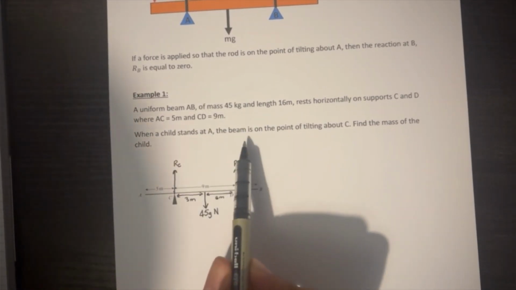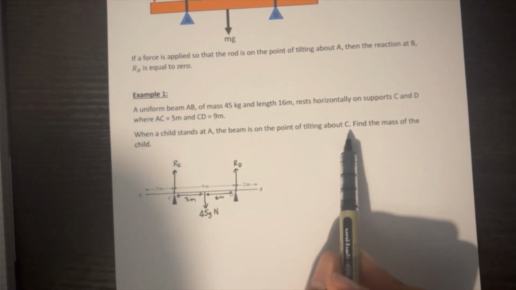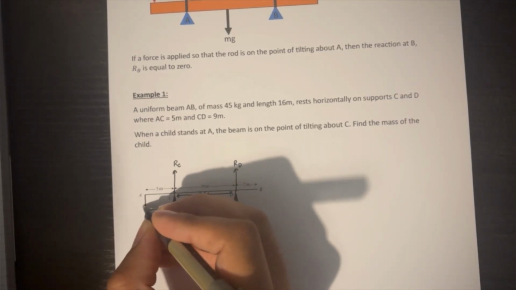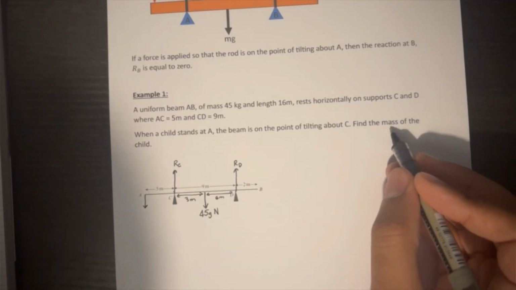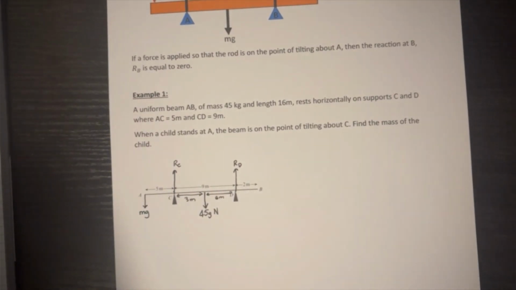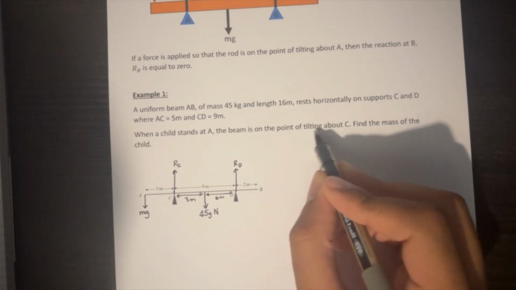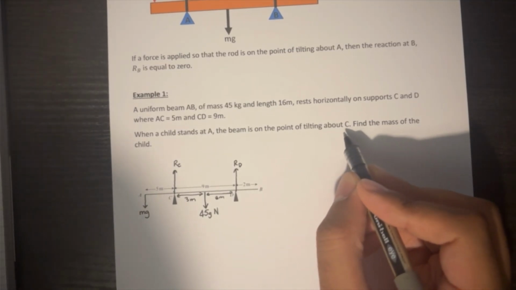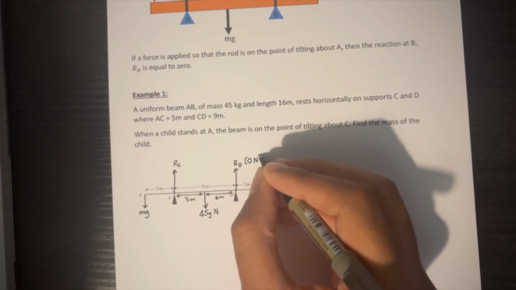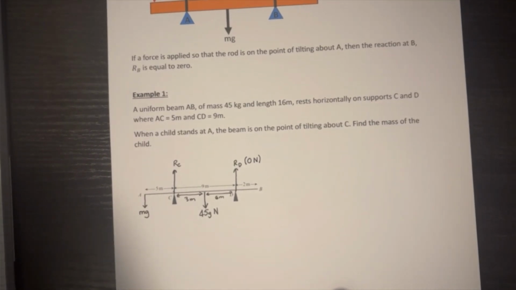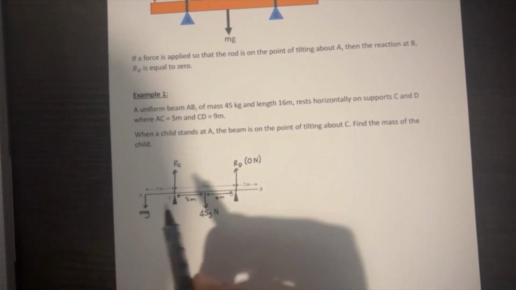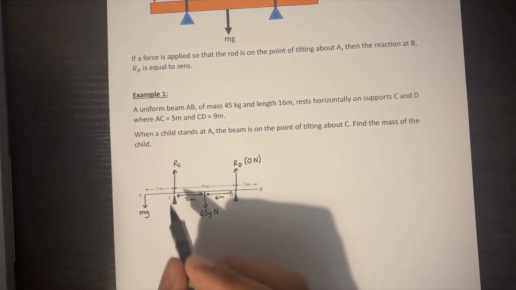So when a child stands at A, the beam is on the point of tilting about C. We don't know the mass of that child, that's what we're trying to find, but the child's weight will be mg, so that has now been added to our diagram. In addition to that, the beam is on the point of tilting about C, so that means the reaction at D must be equal to 0 newtons. So now I've got the mass, which is unknown here, and I've got the reaction at C, which is unknown.